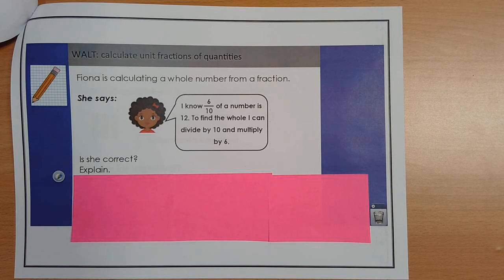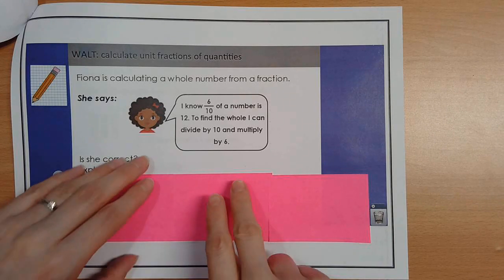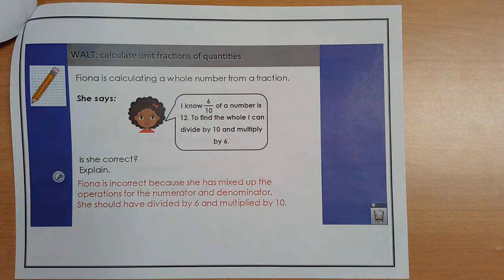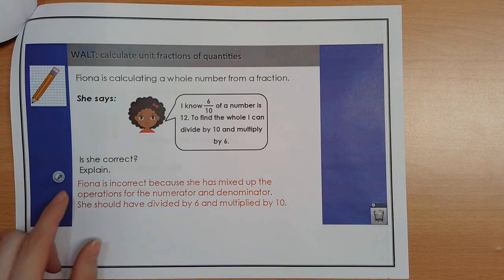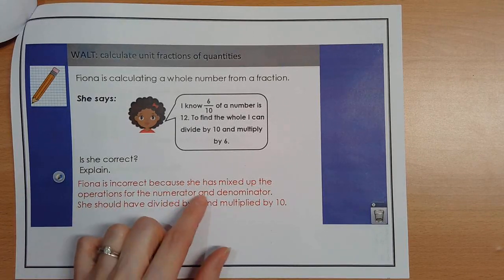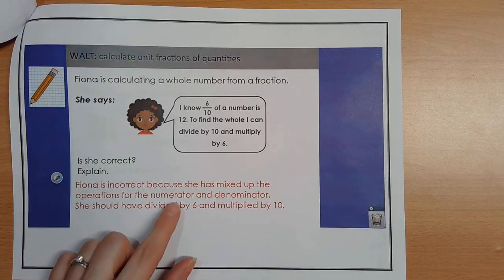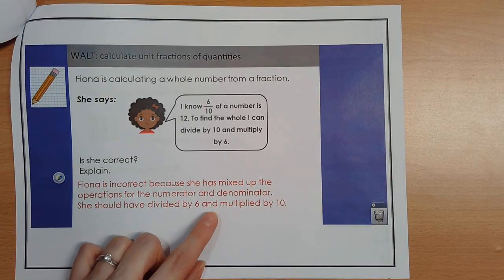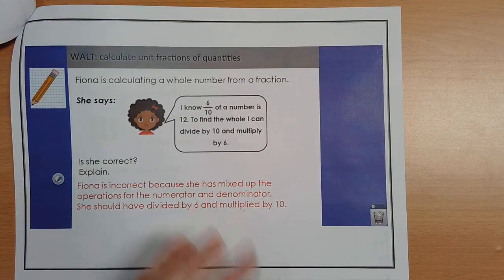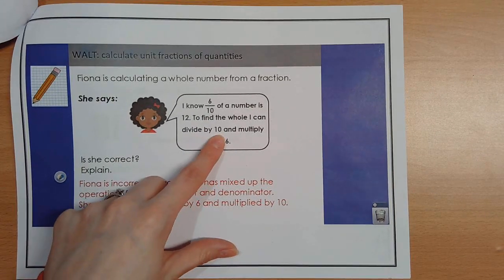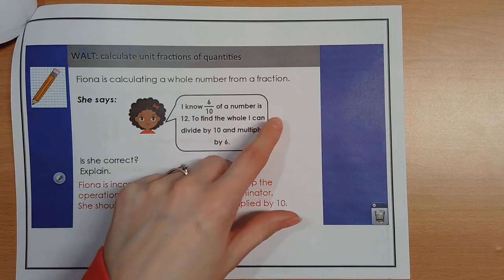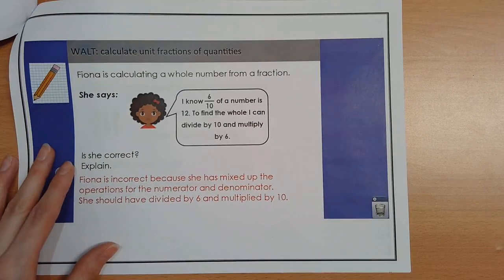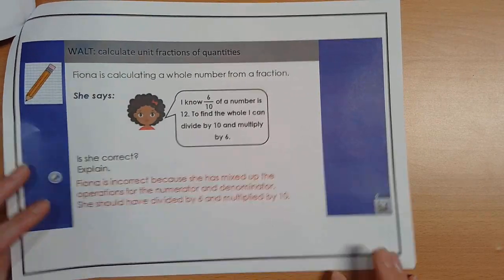Okay, hopefully you have managed to have a go at that. So I'm going to show you my answer. Again, it might be a little bit different to yours, but hopefully very similar. So Fiona is incorrect because she has mixed up the operations for the numerator and denominator. She should have divided by 6 and then multiplied by 10. So she's done it the wrong way round. She's divided by 10 and then multiplied by 6. But we'd have to divide by 6 and then times the answer by 10, okay? That would work on my bar model.